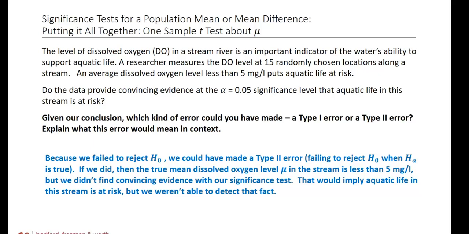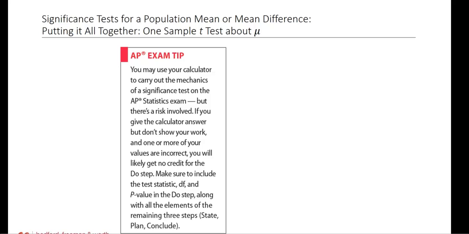If we did, the true mean dissolve oxygen is less than 5, but we didn't find convincing evidence to think that it was. So we failed to reject, but it actually was less than 5, right? So we didn't realize it was less than that. And so the aquatic life is in danger, and we weren't able to identify that. That's kind of a bad error.